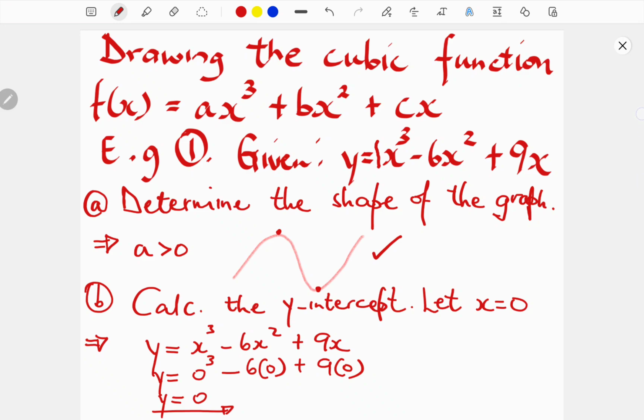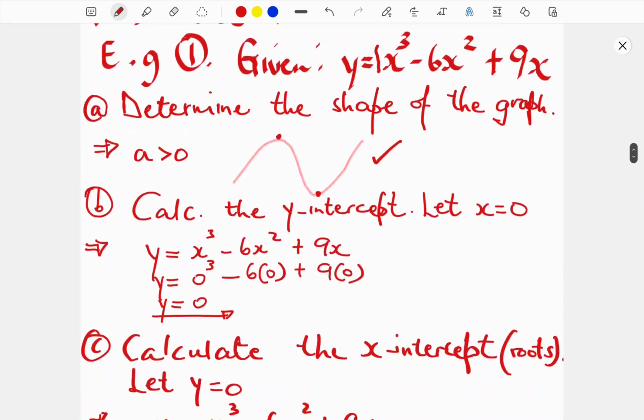B, it says calculate the y-intercept. For the y-intercept, you must let x be equal to 0, given y = x³ - 6x² + 9x. Therefore, y = 0³ - 6(0)² + 9(0). Then the answer is 0. So this is the y-intercept. What does that mean? It means when x is equal to 0, the value of y is equal to 0. So these are the points on the graph, okay?